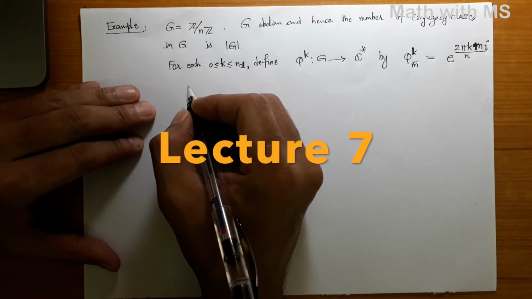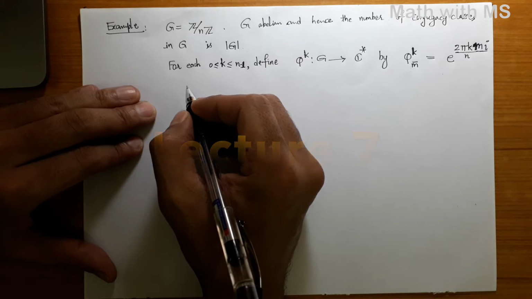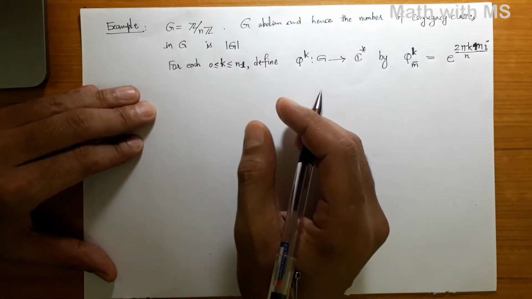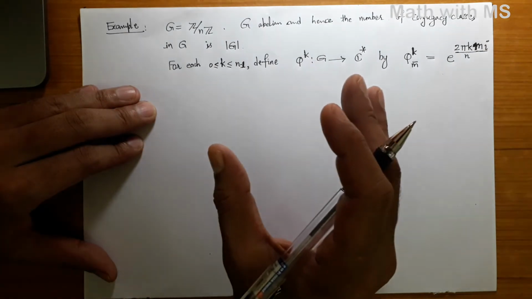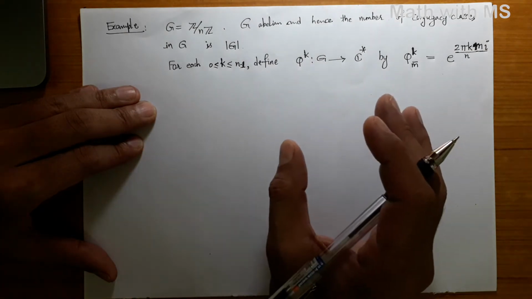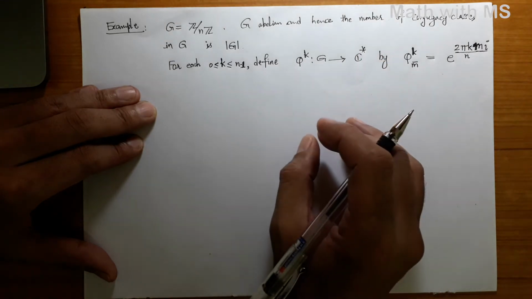Welcome everyone to the 7th lecture on representations of finite groups. Today we are going to prove a very important result: for a finite group, the number of equivalence classes of irreducible representations is the same as the number of conjugacy classes in the group G.